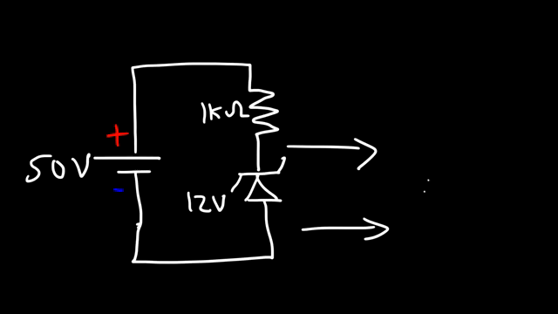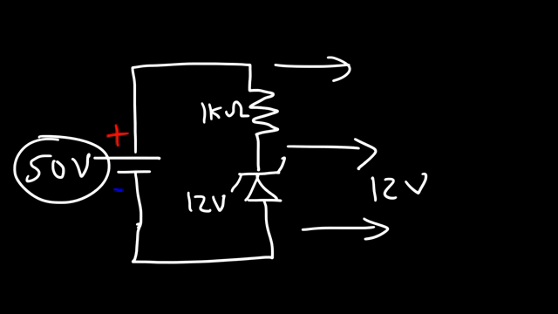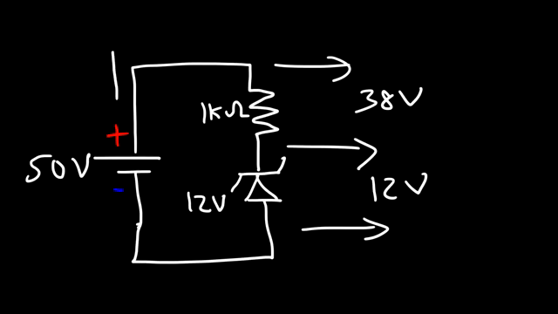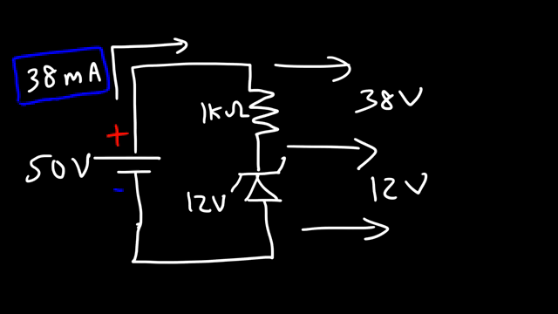In this case, the voltage across the Zener diode will still be approximately 12 volts, which means the voltage across the resistor has to be 50 minus 12, or 38 volts. So if we take 38 volts divided by 1 kilo ohm, that will give us a current of 38 milliamps flowing through that resistor and through the entire circuit. So that's how you can easily determine the current flowing in such a circuit whenever you have a resistor in series with a Zener diode.